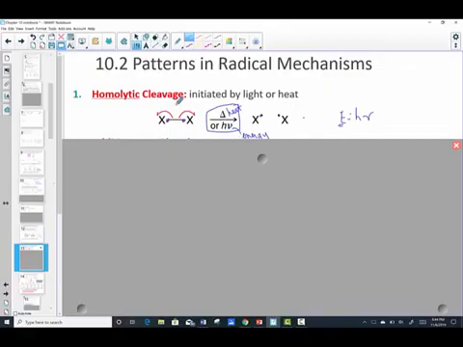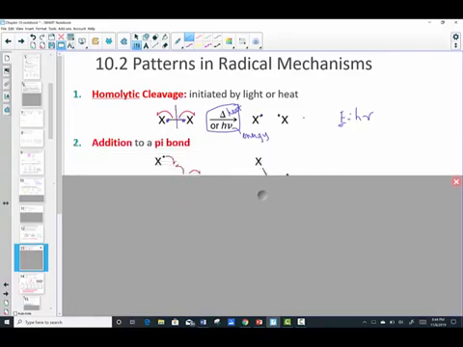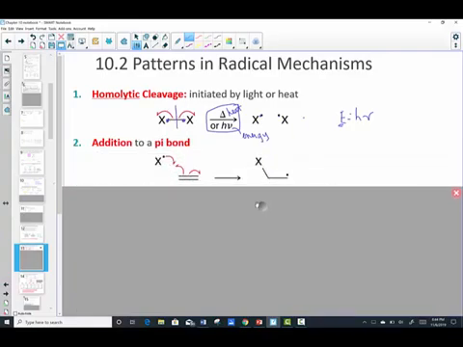Homolytic bond cleavage: you break the bond, and the electrons go in either direction. A second general pattern is called addition, where we add across a pi bond. Here we have a radical, a lone electron, and here we have a pi bond. Remember, that is a shared pair of electrons. One of these electrons from the pi bond will form a new bond with the X radical.